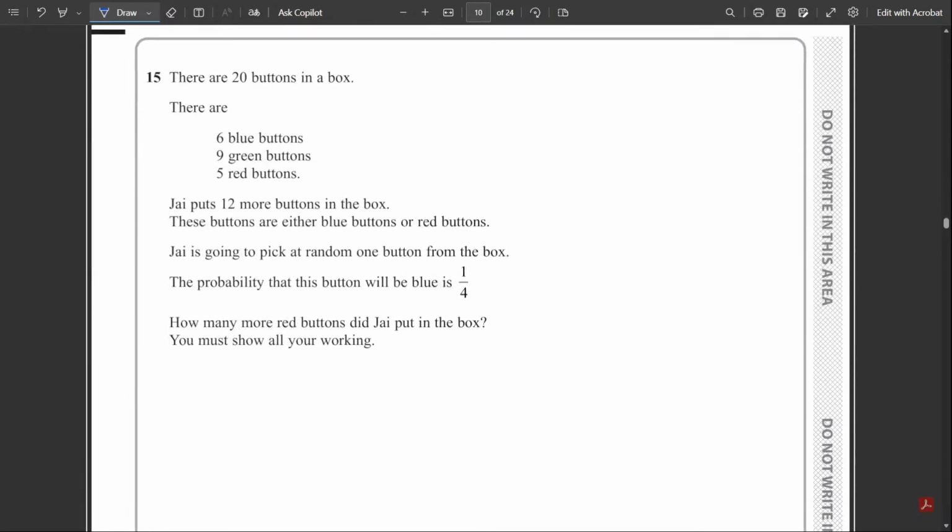There are 20 buttons in the box. There are 6 blue buttons, 9 green, and 5 red buttons. Jay puts 12 more buttons in the box. The buttons are either blue buttons or red buttons. Jay is going to pick at random one button from the box. Probability that this will be blue is a quarter. How many more red buttons did Jay put in the box?